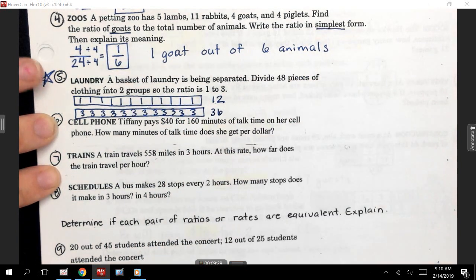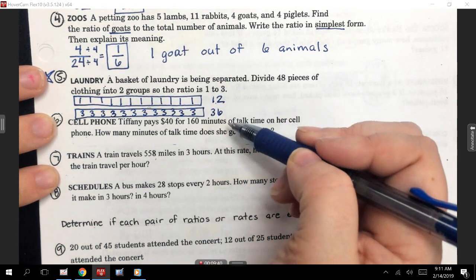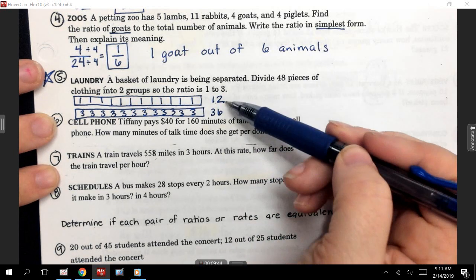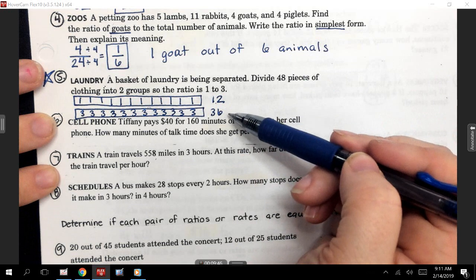How could I double check to make sure that's right? What could I do, Luke? Just count over it again. I can count over it to make sure I added them right. But what can I do to make sure that 12 and 36 are going to add up to be the right amount? Hannah? Add them, and what should they equal?